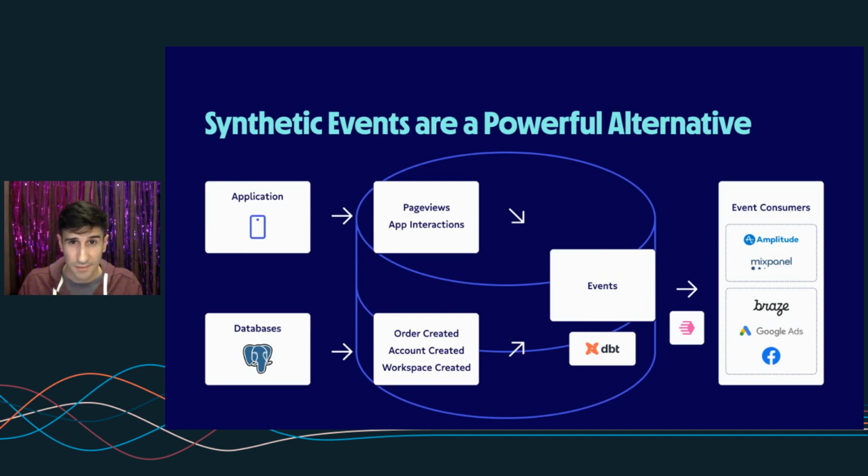But for your core actions, like an order being created or an account being created or a workspace being created, you source these from your systems of record like your database. Once you load all this data into a data warehouse, you can model it using a tool like dbt into your events data set. Now you can use this data for multiple activities: traditional BI and reporting from the data warehouse, data science, and you can use a reverse ETL tool like Census to syndicate this event data to consumers like product analytics tools like Mixpanel or Amplitude, or marketing automation tools like Braze or ads platforms.